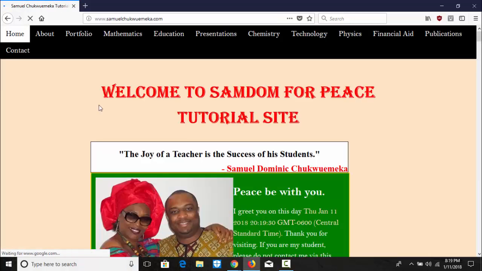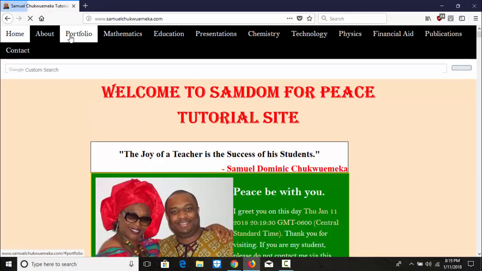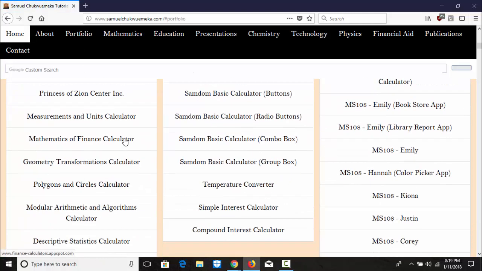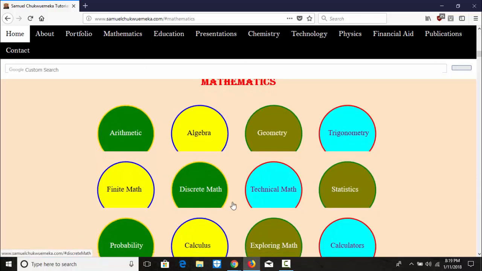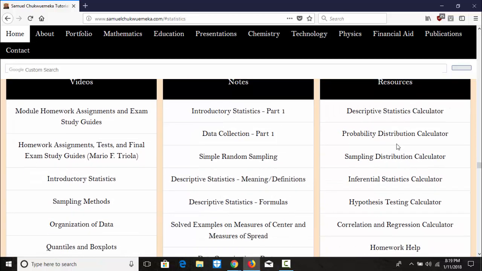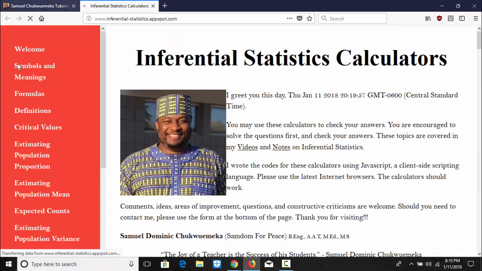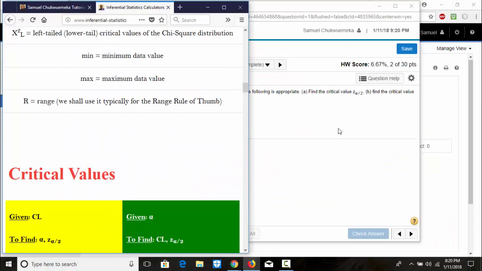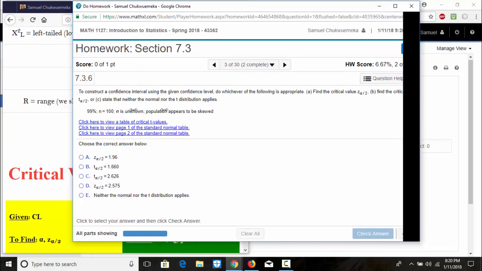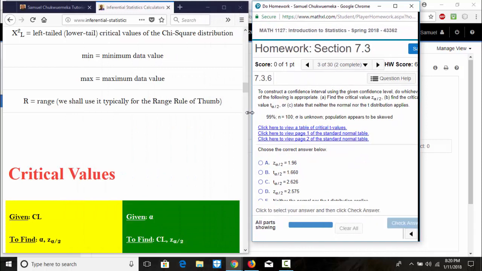So I'm going to click here, and you can just go to portfolio, and in this video we are going to use Inferential Statistics Calculator. We're going to use this calculator, or you can click mathematics, go to statistics, and on the resources you look for Inferential Statistics Calculator. So this is the calculator we are going to use, and we're going to do critical values. So let me make sure this is the same window.